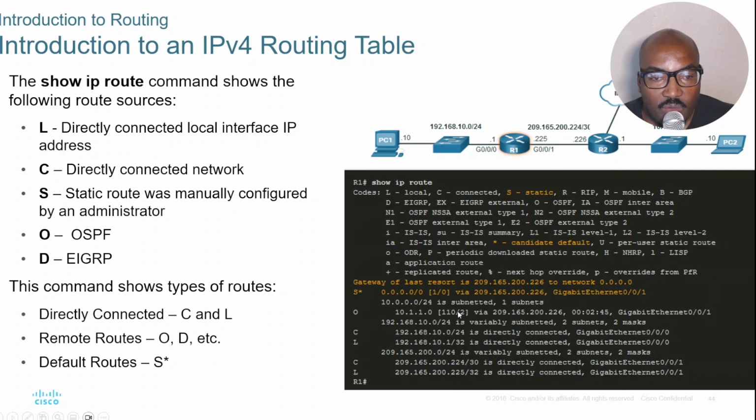So when you're doing your Packet Tracers, when you have 2 different subnets or 2 different broadcast domains that are trying to talk to each other, both of those ends on those routers have to be configured correctly. This command shows types of routes: directly connected, C and L, remote routes, O and D, and then default routes with the letter S. So when you do Packet Tracer, type in show IP route, and you will get that information there.